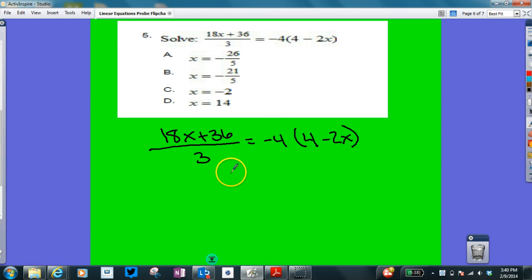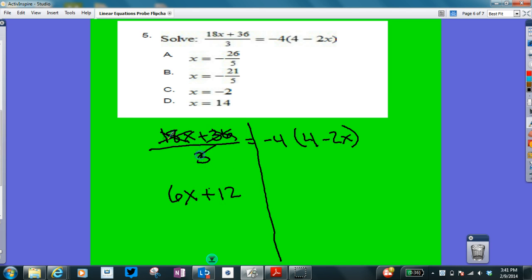Let's look at this problem step by step. With 18x plus 36 over 3, as we're doing equations, we do to one side what we do to the other. In this case, I can divide 18 by 3, and I'm going to get 6x. Remember, I can multiply and divide, I just can't add and subtract if they're not alike. So that took care of the 18x. Now I have a positive 36, and when you divide that by 3, I get a positive 12.